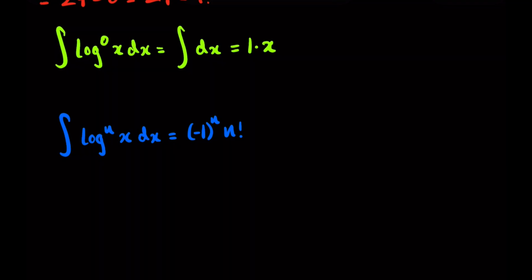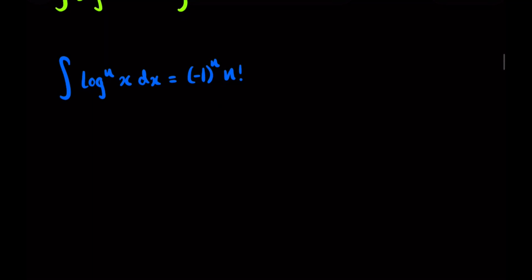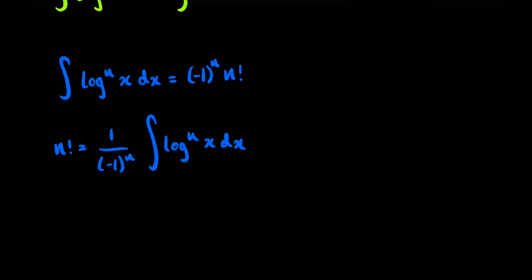Now, we don't want this alternating of the factorials. We want to solve for n factorial. So let's do that. N factorial would be equal to this whole integral divided by that negative 1 to the n term. So we can have 1 over negative 1 to the n times the integral of log to the n x dx. Now we can bring that coefficient inside the integral to get log to the n x over negative 1 to the n dx.